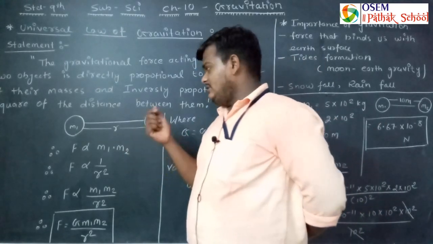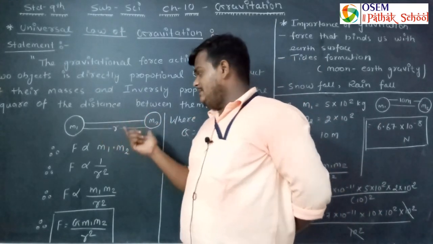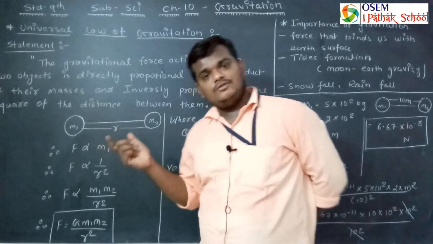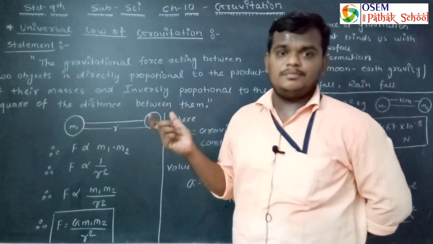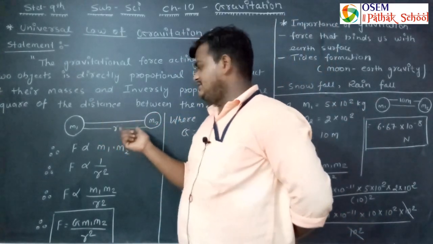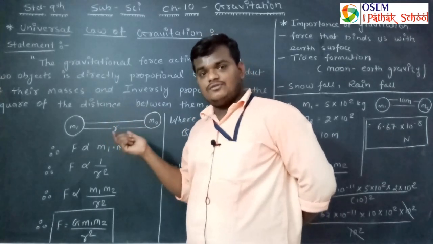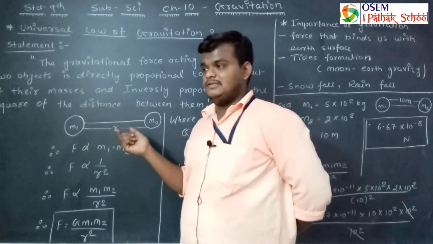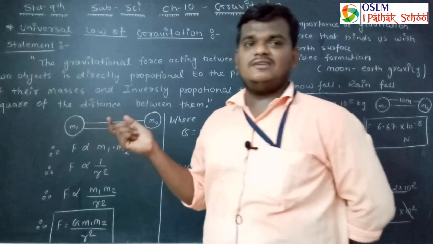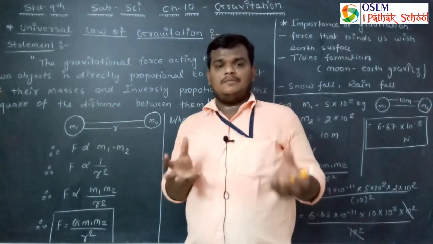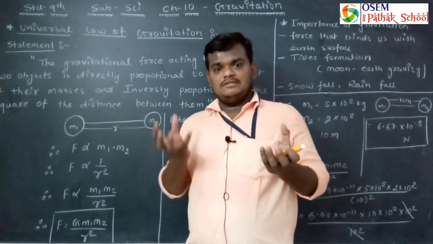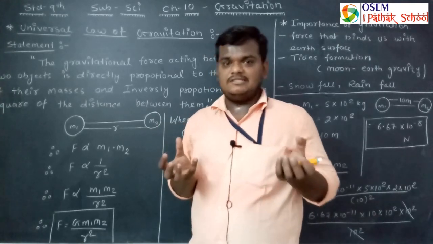Dependability, ये आपको यहाँ पे बताया कि दोनों के मास के प्रोडक्ट के ऊपर डिपेंड होता है और इन्वर्सली प्रोपोर्शनल होता है उसके डिस्टेंस का स्क्वायर जो करो उसके इन्वर्सली प्रोपोर्शनल होता है. Suppose I am taking an example, basic example, just suppose I am taking two balls. First ball, this is m1, and second ball, this is m2.